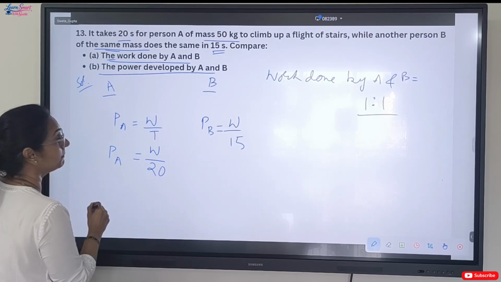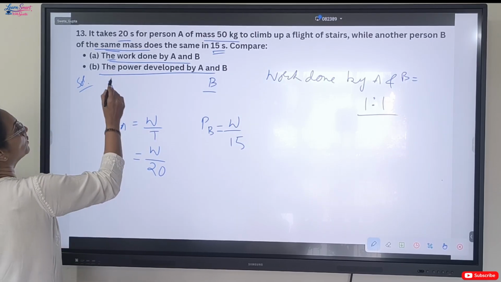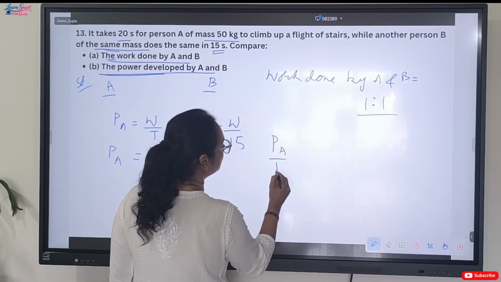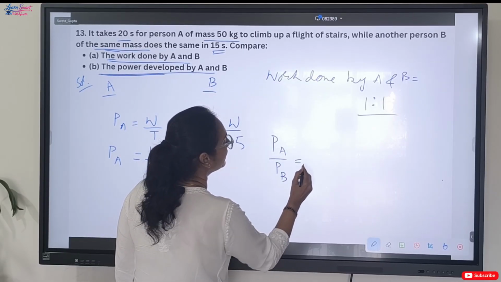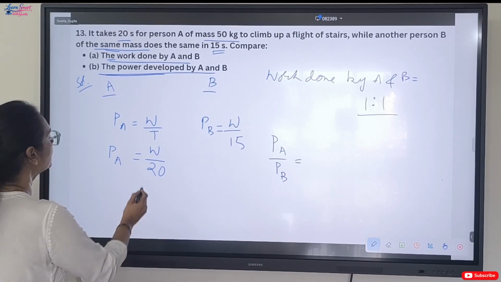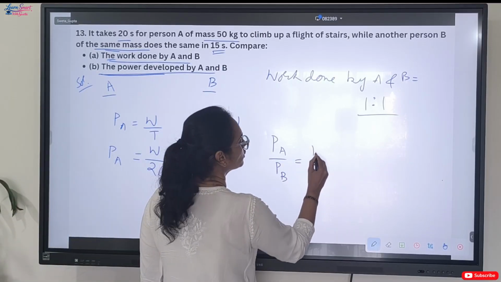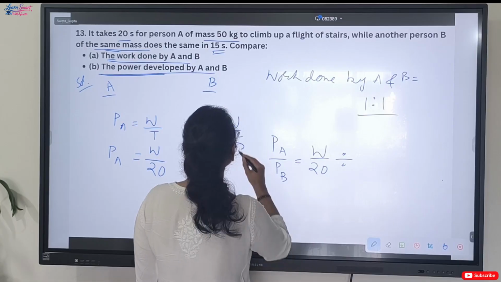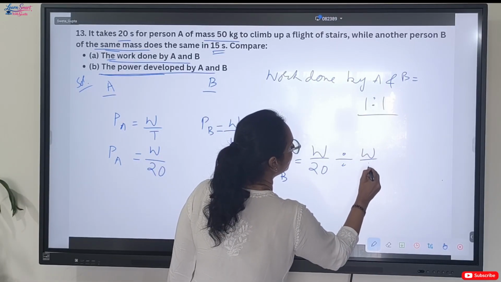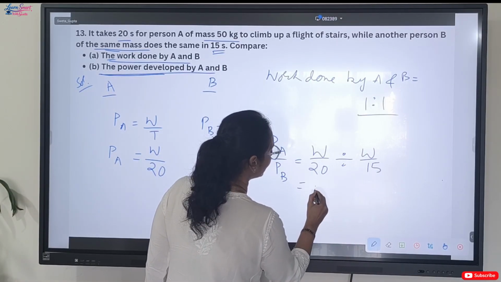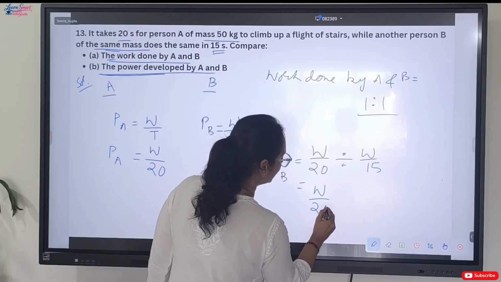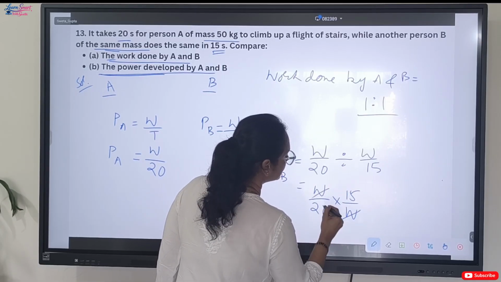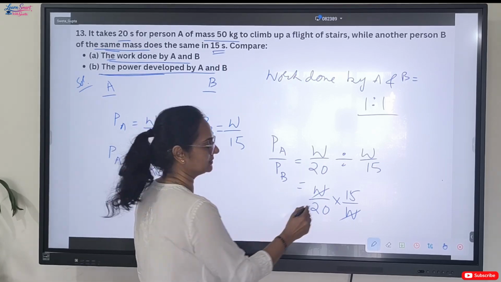So we have to calculate the ratio, compare the power. So power PA upon PB, we have to calculate. PA is how much? W upon 20. So we will write W upon 20 divided by W upon 15. So we will get W upon 20 into 15 upon W. Simply calculate and get the answer.